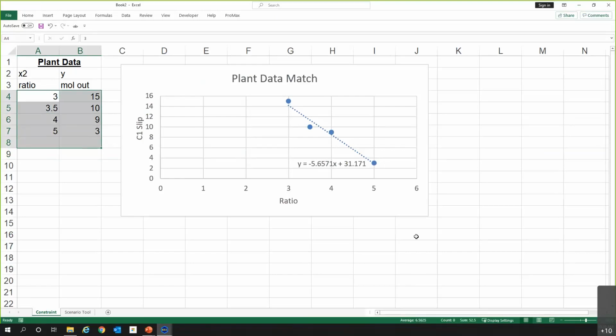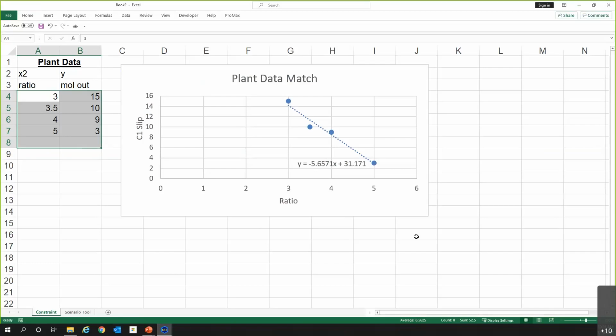We've taken that slip and plotted it against the ratio and found an equation for this line. This line is going to relate the slip to our ratio. So as we change the ratio, we'll be able to target a certain slip. Now, it's a very handy equation.